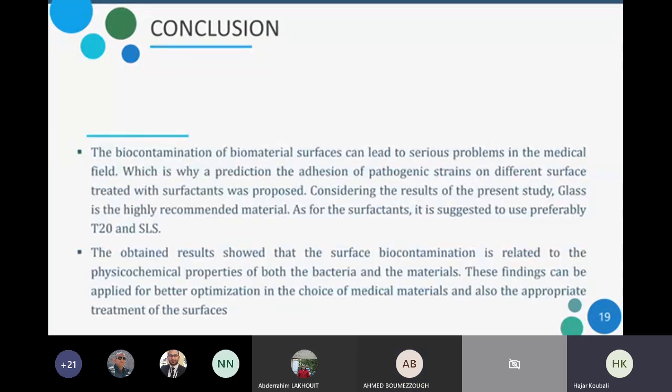To conclude, the bacterial contamination of biomaterial surfaces can lead to serious problems in the medical field, which is why a prediction of the adhesion of pathogenic strains on different surfaces treated with surfactant was proposed. Considering the results, glass is a highly recommended material. As for the surfactant, it is suggested to use preferably 2020 or sodium lauryl sulfate. The obtained results showed also that the surface biocontamination is related to the physico-chemical properties of both the bacteria and the material. These findings can be applied for a better optimization in the choice of medical material and also the appropriate treatment of the surface.